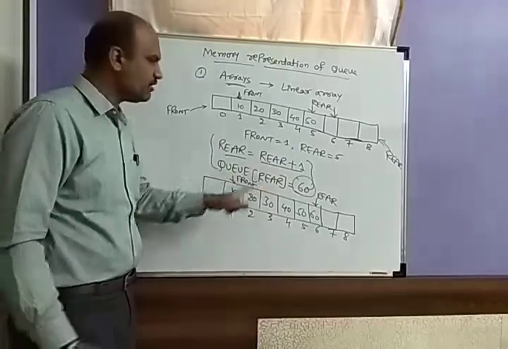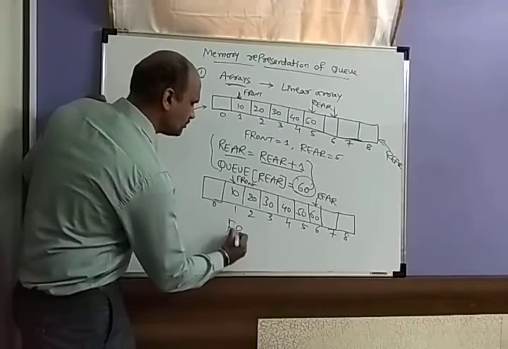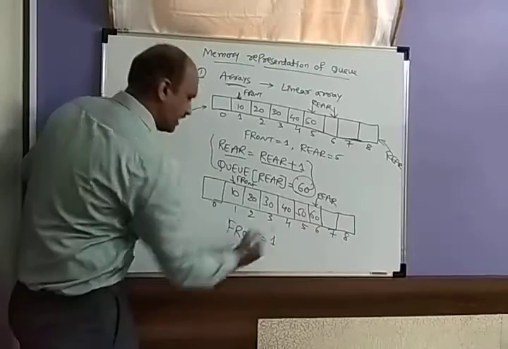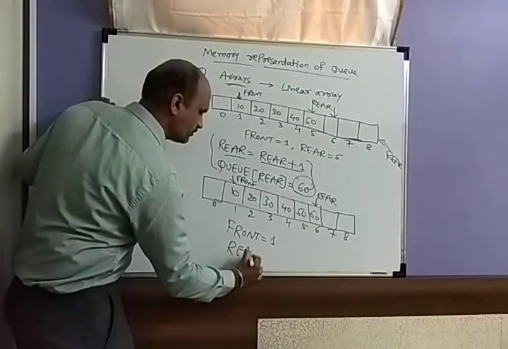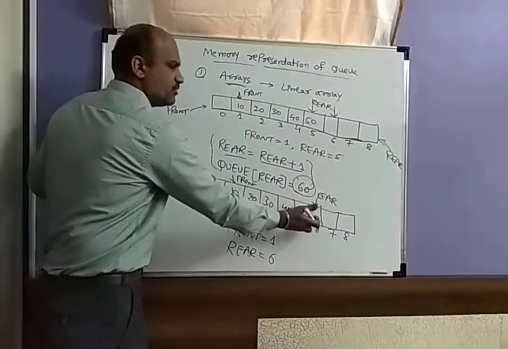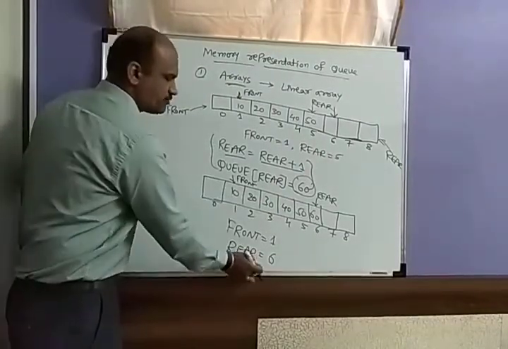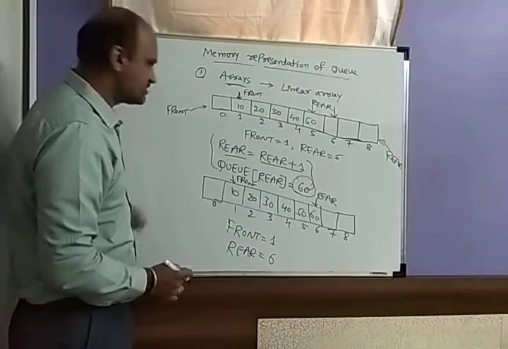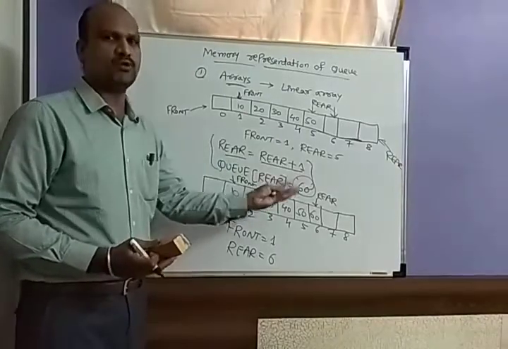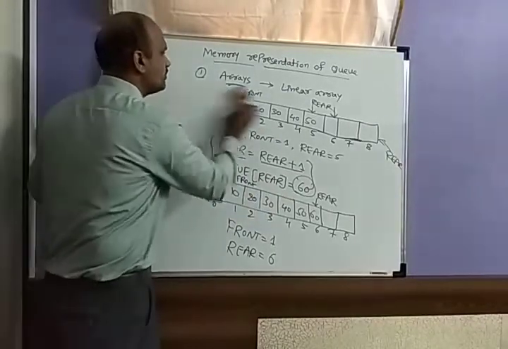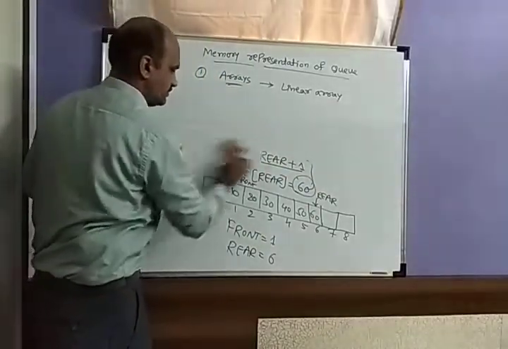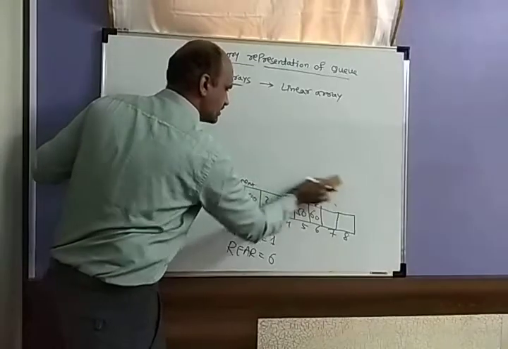Now the front is equal to 1, the location is 1, and the rear is equal to location 6. Earlier it was 5, and now we inserted one more element, so it becomes 6. Okay, this is for the rear, meaning for inserting. Next, when you go for removing, this is the condition for insertion.